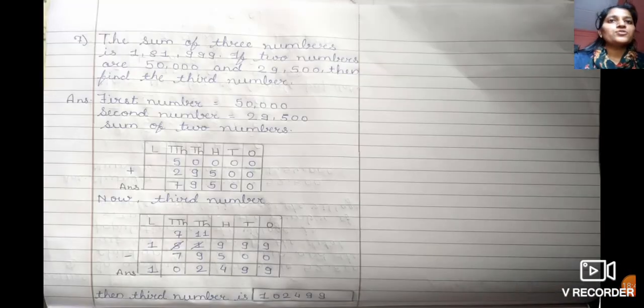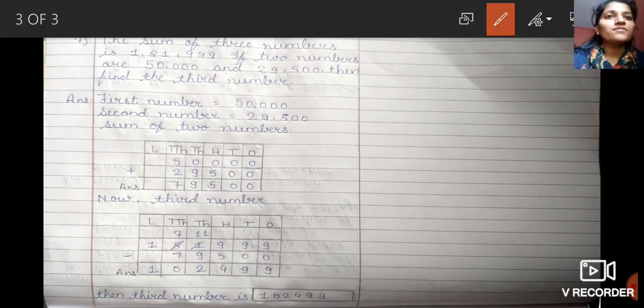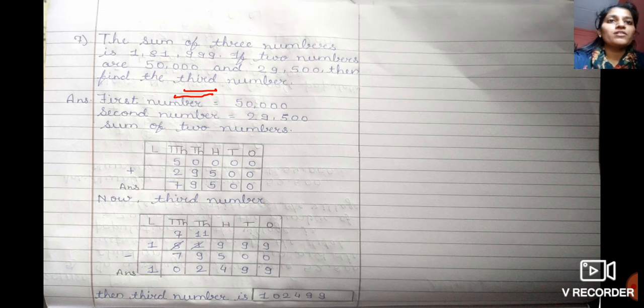So now students, we are going to solve the 7th word problem. The sum of three numbers is 1,81,999. If two numbers are 50,000 and 29,500, then find the third number. So students, here we can see that we have to find the third number, right? So what we are going to do, we are going to first of all add the first and second number. As here we have the sum of all three numbers and we have the first and second number, we are going to first add the first and second number, and then subtract their sum from the total.